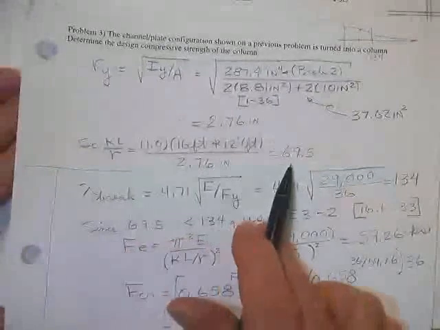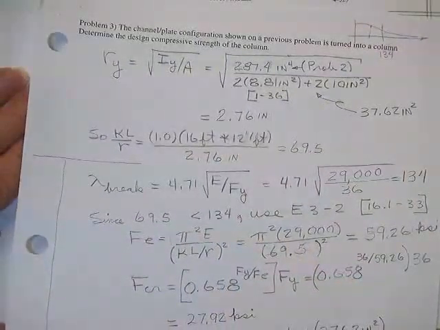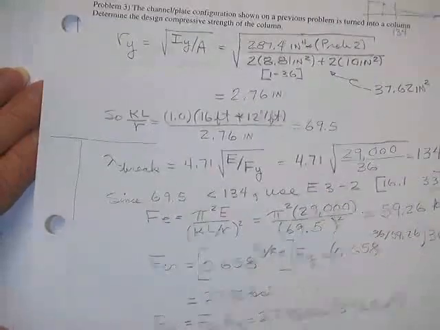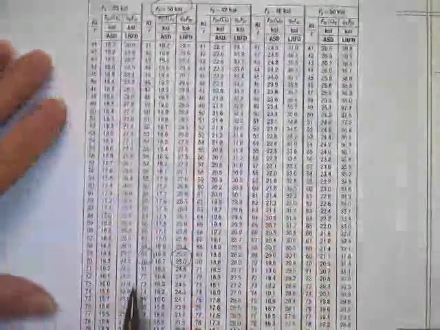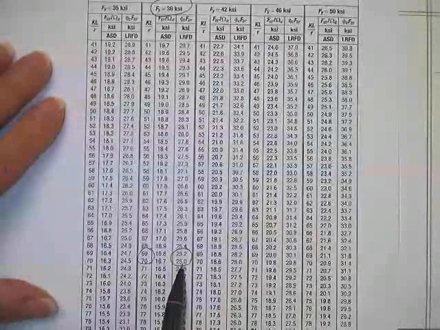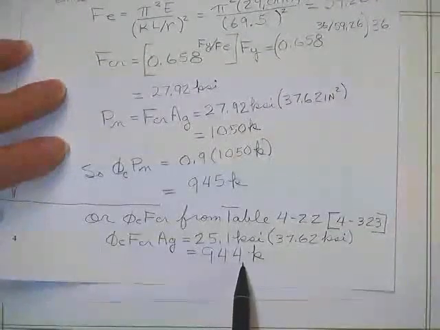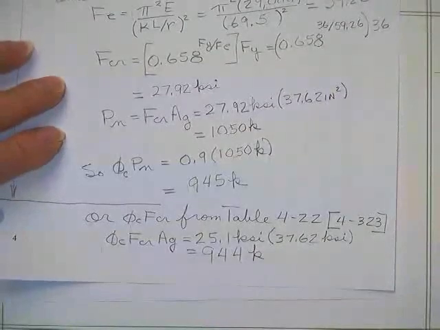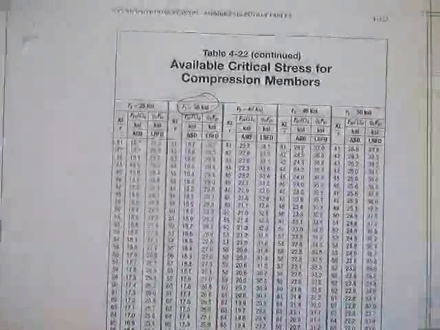As soon as you found the KL over R 69.5, if you want to know the final critical stress, including the phi, here it is. For 36 ksi, between 69 and 70, we had 69.5. I can even do the interpolation, 25.1. Therefore, all I do is take 25.1 times the area, 944 kips. My table's always been there.